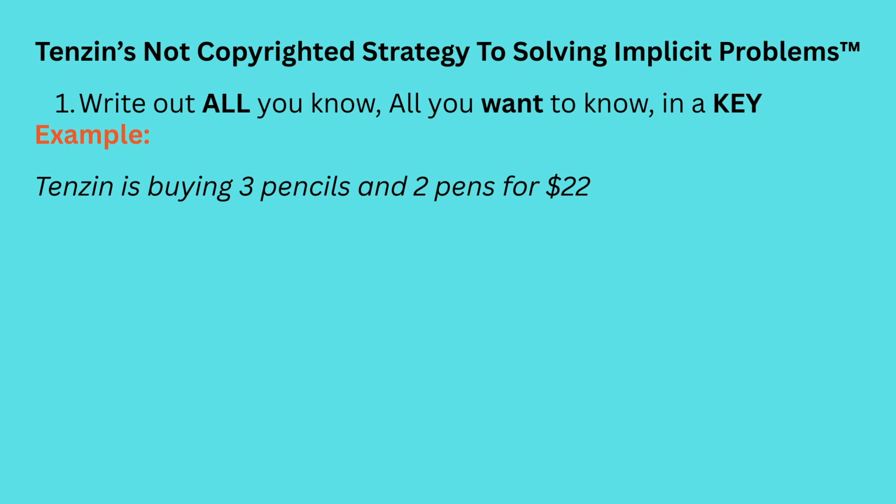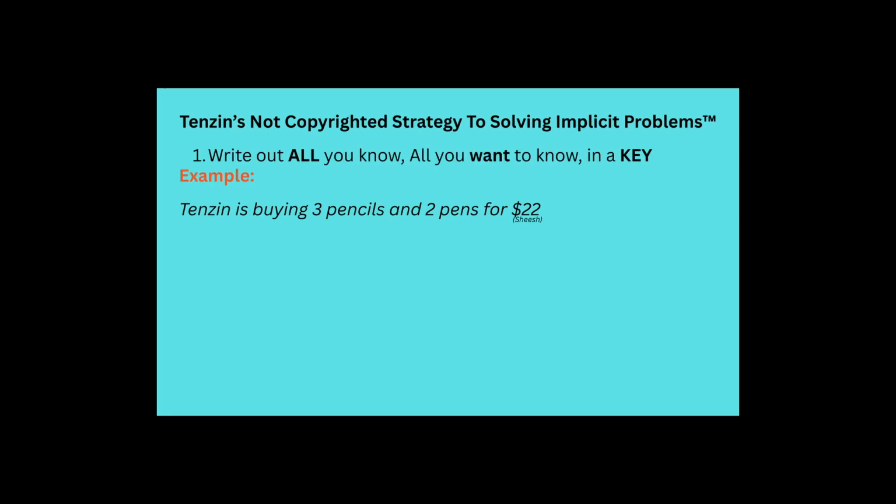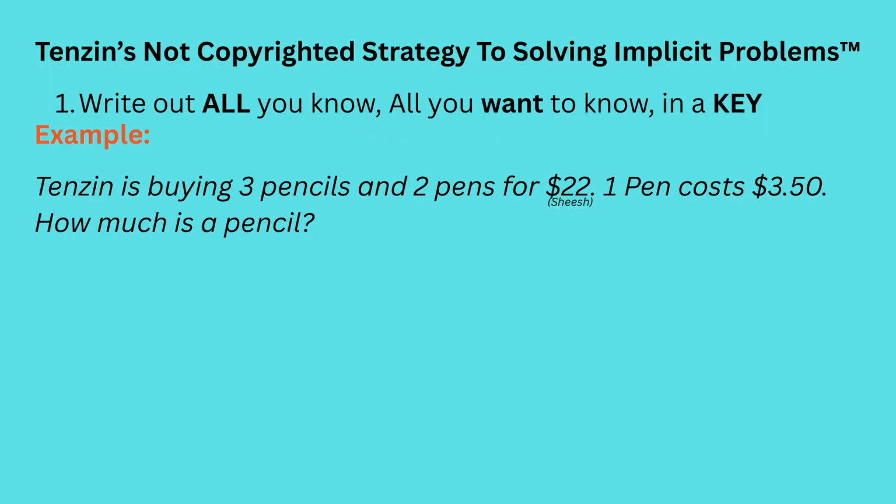Let's use an example to supplement this. Tenzin is buying 3 pencils and 2 pens from a stationery store for the school year ahead. His total bill is $22. Some expensive pens and pencils. And a pen costs $3.50. How much does a pencil cost?